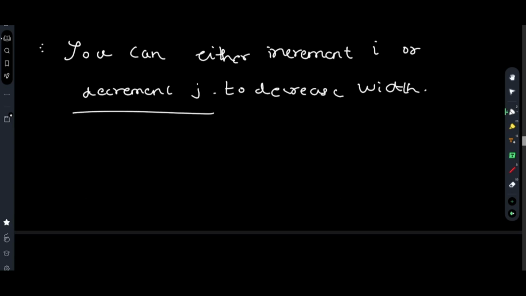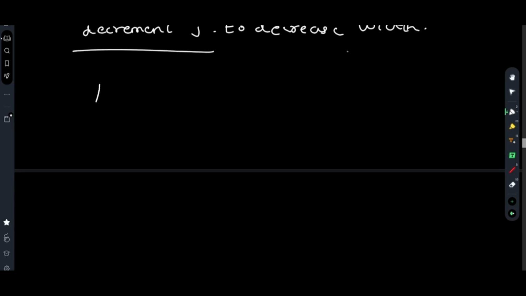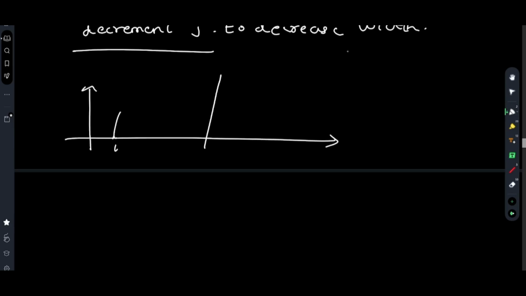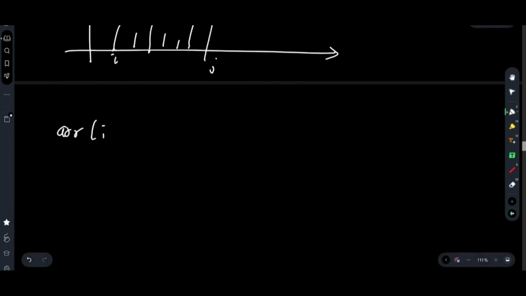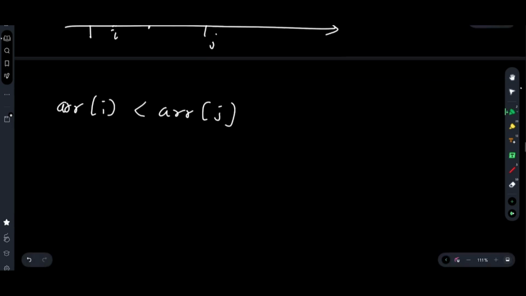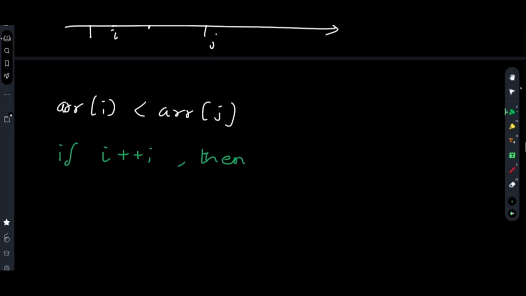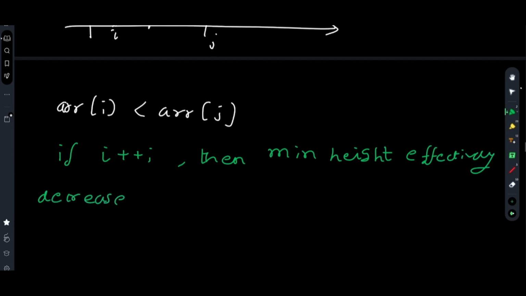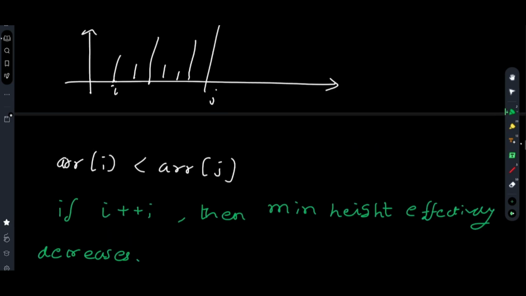Now, which one will you prefer? Your i is, let's say, this, and your j is, let's say, this. So which one will you prefer? Here, height of i is less than height of j. If you increment i, then the min height effectively decreases. You do not know what will happen after you move i, and you don't even have to know. You work upon the current situation right now.